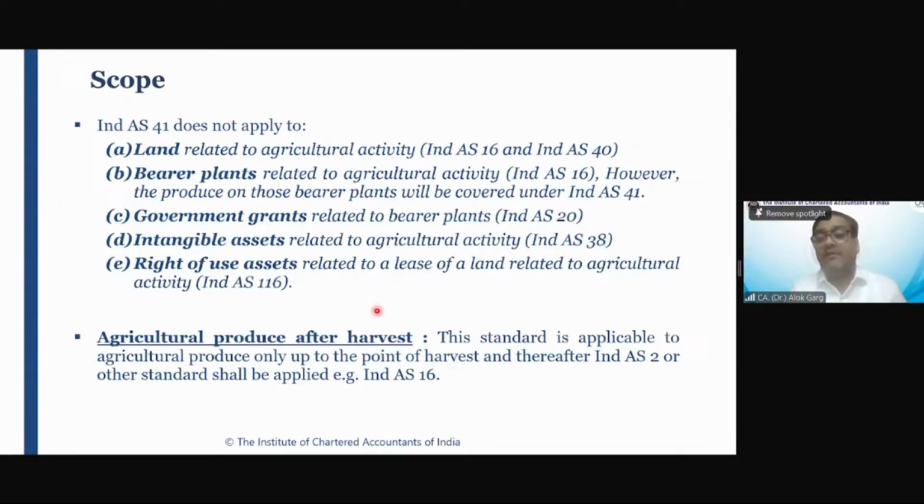For example, if you are doing your farming or you are doing your agricultural activity on a land, that land is not a biological asset. That land is not something which is covered under Ind AS 41. Tractor, it is not under Ind AS 41. Intangible asset like license, it is not Ind AS 41 item. Okay. Bearer plant, it is again covered under Ind AS 16, not under Ind AS 41. Okay. Agriculture produce after harvest.